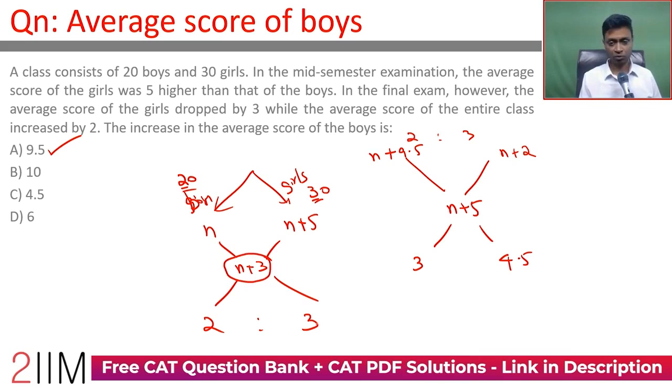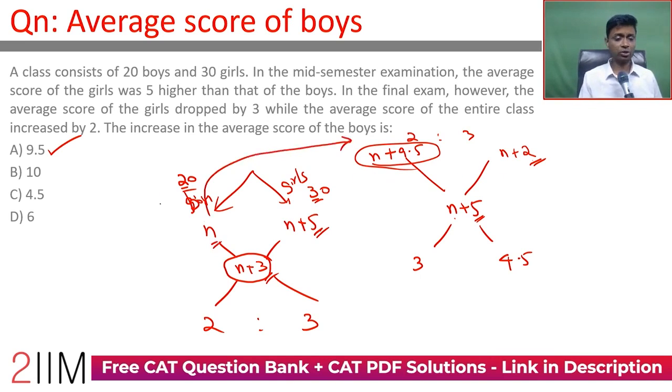We've got this far. And then we know the average score of the girls dropped by 3, so n plus 5 becomes n plus 2. The average score of the entire class increased by 2, so n plus 3 becomes n plus 5. So you're mixing something and n plus 2 in the ratio 2:3 to get n plus 5. So this something should have been n plus 9.5. From n, we add 9.5.